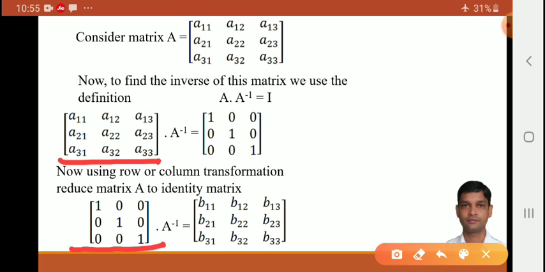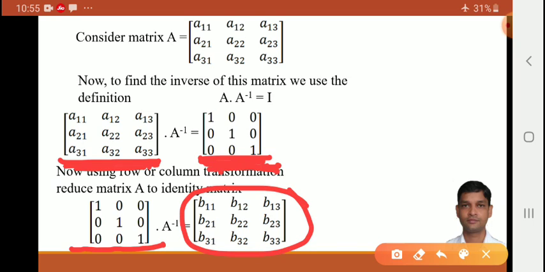row or column transformations. See, whatever transformations you apply on the left hand matrix must also be applied on the right hand matrix. So at each step this matrix will get changed, and you will get, suppose, a matrix B11, B12, B13, we have considered that matrix. Okay, you will get some matrix here also. Now this matrix is identity.